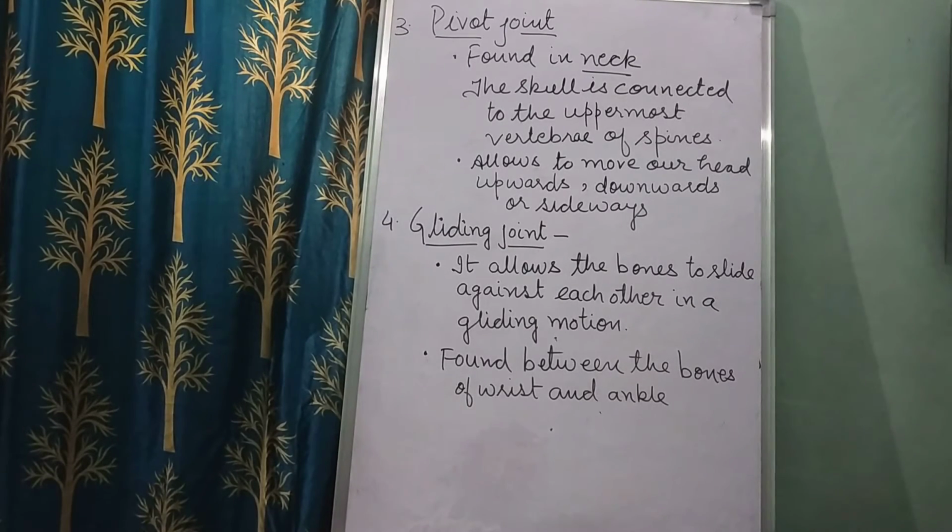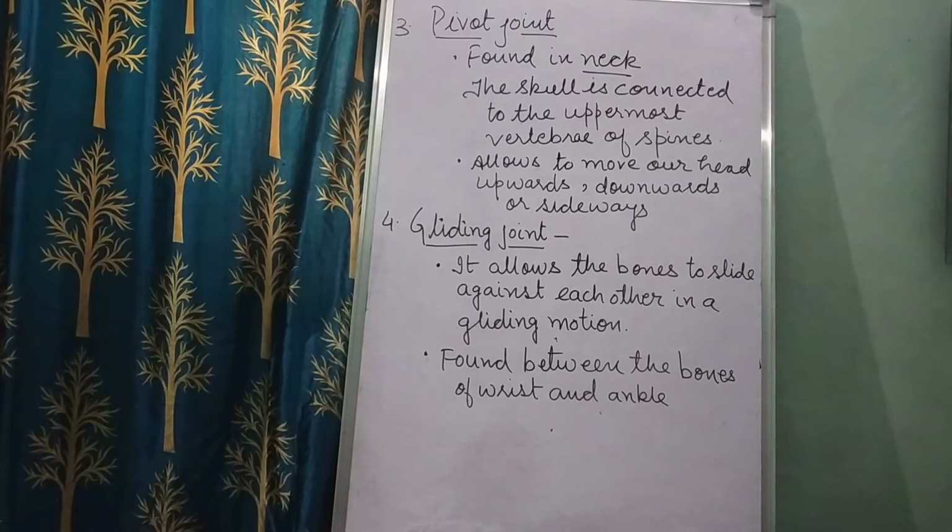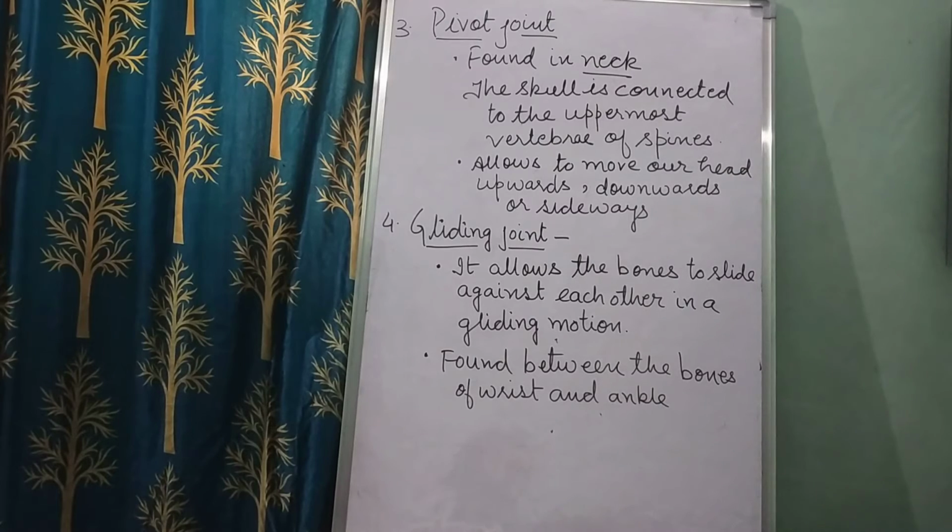Okay, so this allows our head to move up, down and sideways. So children, this type of joint is found between the skull and the first two vertebrae of the backbone.